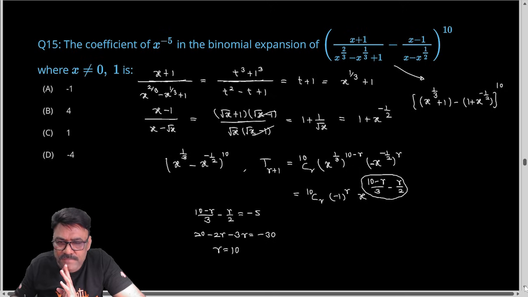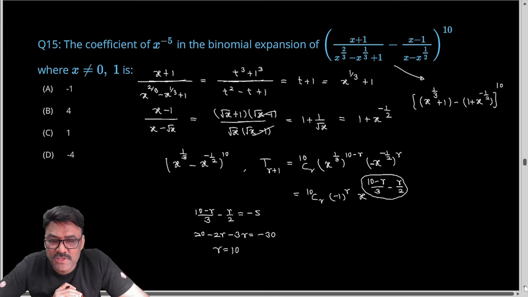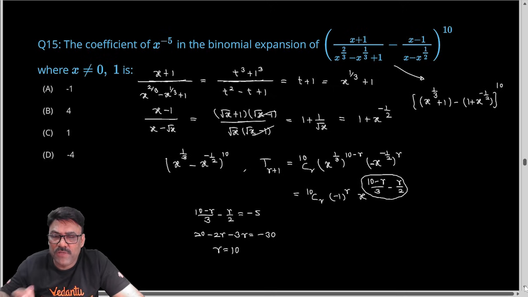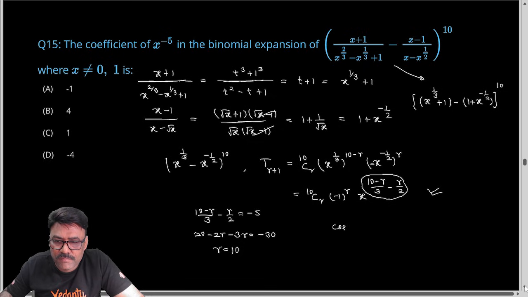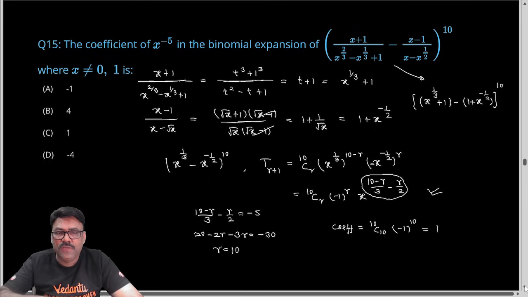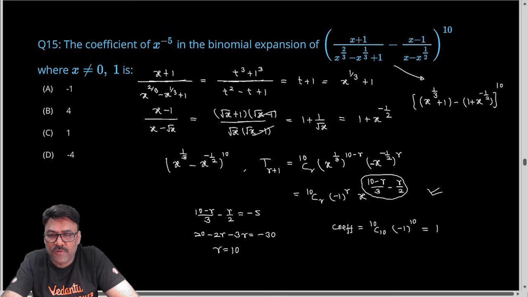So r is 10. So to get the coefficient of x raised to minus 5, you have to put r equal to 10 in the general term. So what will be the coefficient? Put r equal to 10 here. The coefficient will be 10C10, minus 1 raised to 10, which is nothing but 1. So 1 is the correct option here, which is option C.